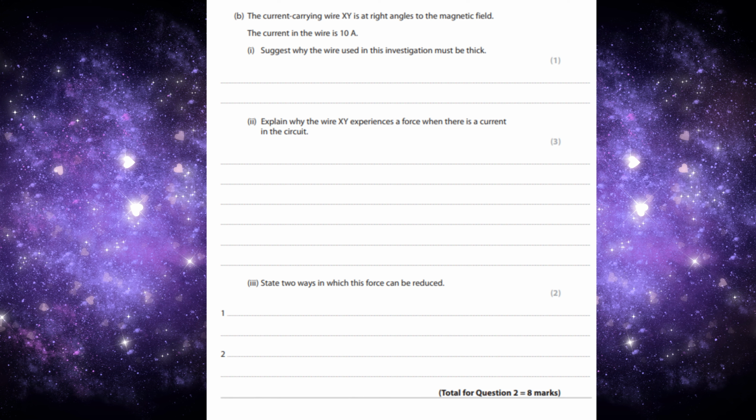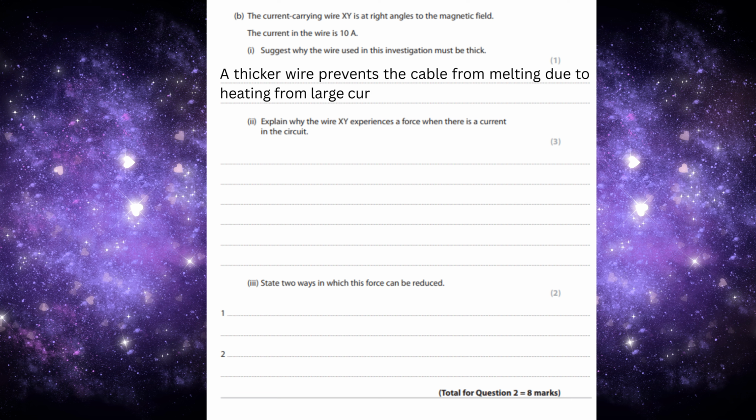The current carrying wire XY is at right angles to the magnetic field. The current in the wire is 10 amps. Suggest why the wire used in this investigation must be thick. Well, from being told 10 amps of current is being passed through the wire, that is quite a large amount of current. When large currents are passed through wires, the wires heat up. In order to reduce this heating effect, we can increase the surface area of the wire by making it thicker. This prevents the wire from heating too much and melting.